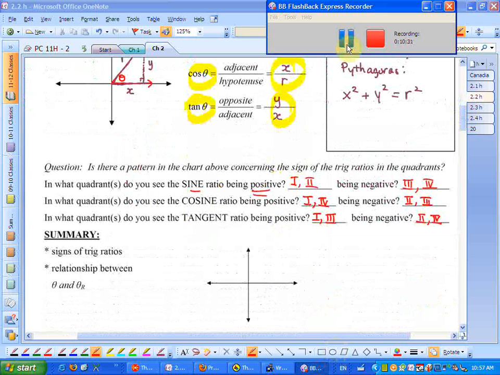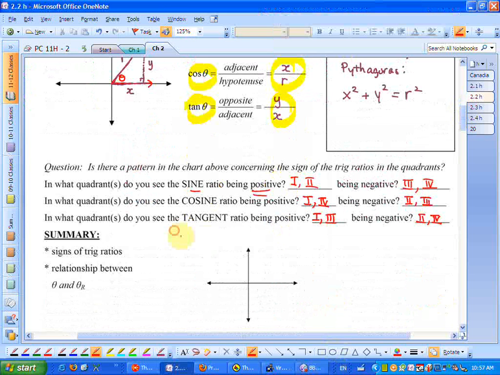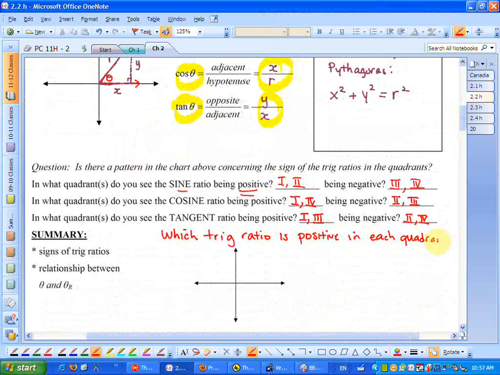We can summarize now what I just told you to write down here. What I like to do is, in this little picture, I'm going to answer the question: which trig ratio, and please write this down, is positive in each quadrant. That's the question I'm going to answer. And then I'm going to also review with you the relationship between theta and theta r in each of the quadrants. Help me out.